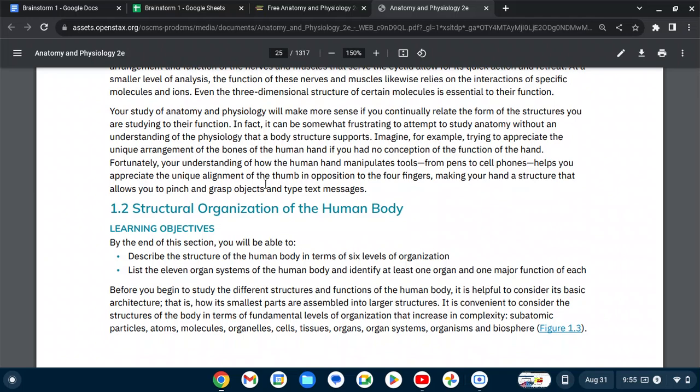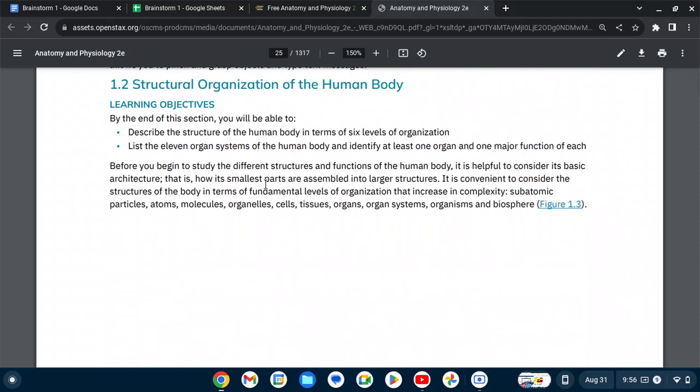Imagine, for example, trying to appreciate the unique arrangement of the bones of the human hand if you had no conception of the function of the hand. Fortunately, your understanding of how the human hand manipulates tools, from pens to cell phones, helps you appreciate the unique alignment of the thumb in opposition to the four fingers, making your hand a structure that allows you to pinch and grasp objects and type text messages.